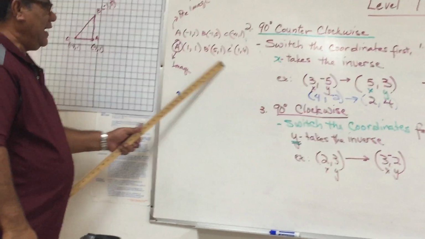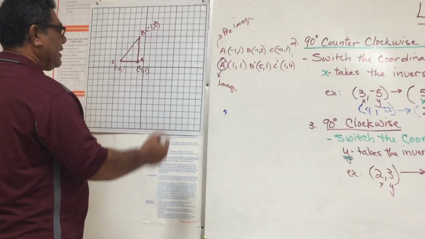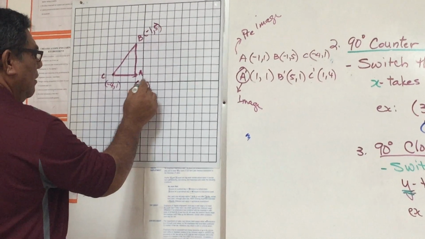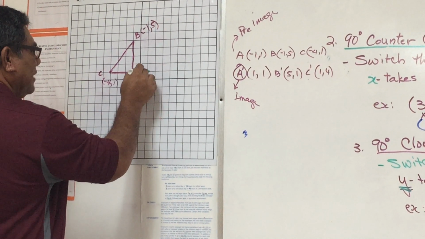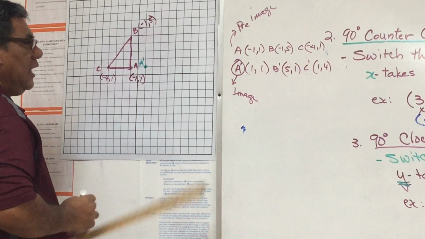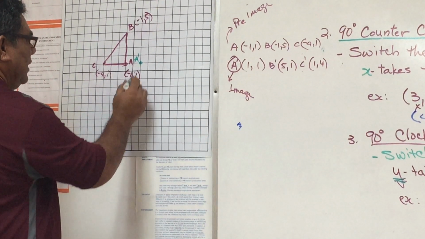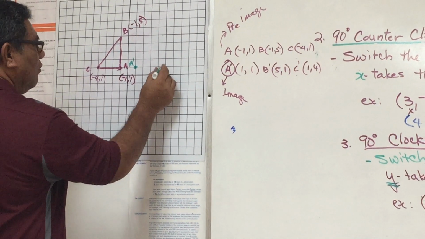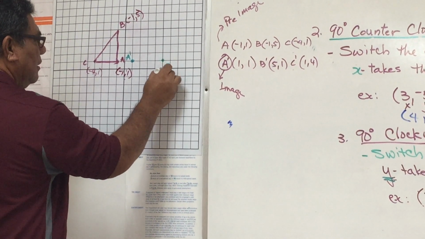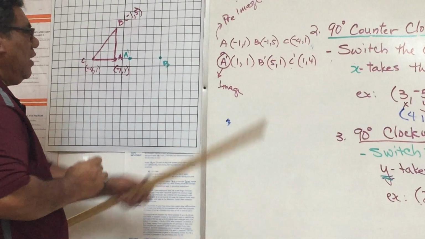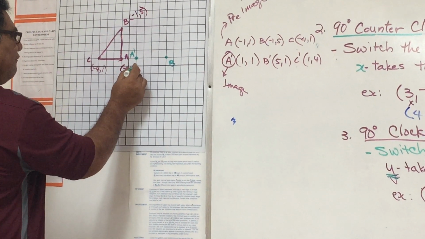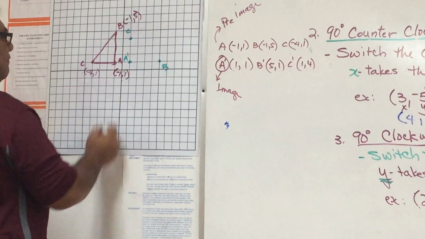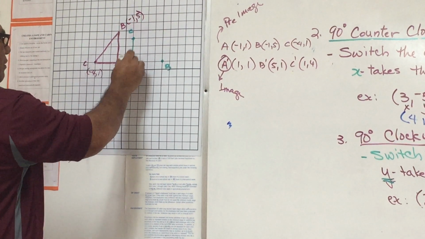So I plot A sub 1 at 1 and 1. B sub 1 is going to be 5 and 1, 1, 2, 3, 4, 5. And then C sub 1 is 1 on the x and 4 on the y, 1, 2, 3, 4. So that's C sub 1.